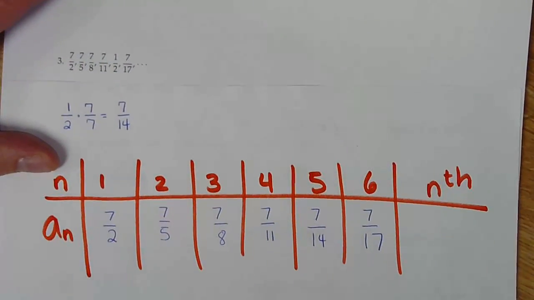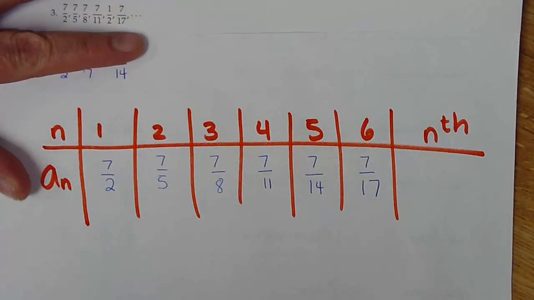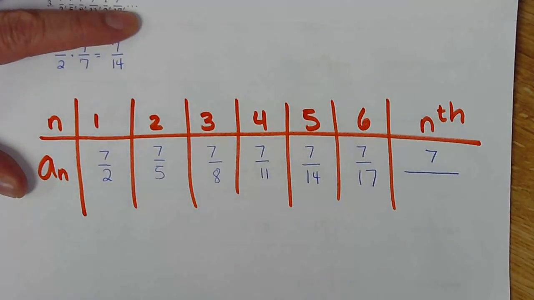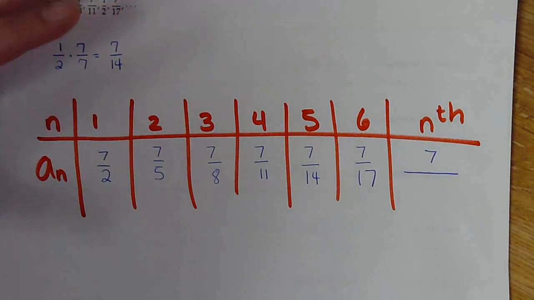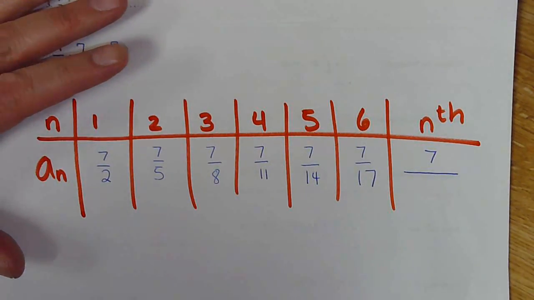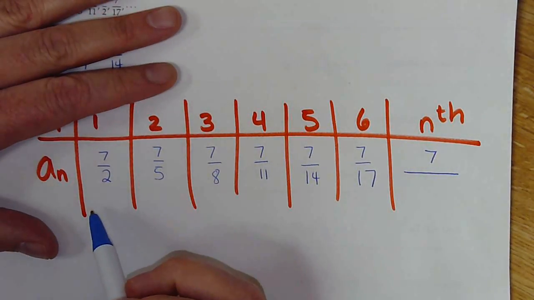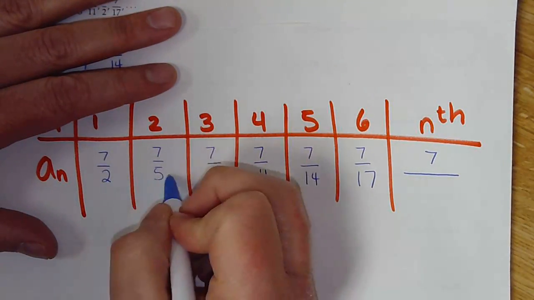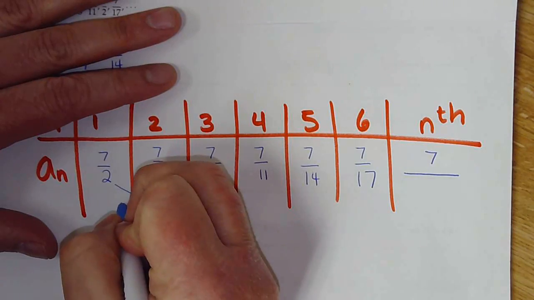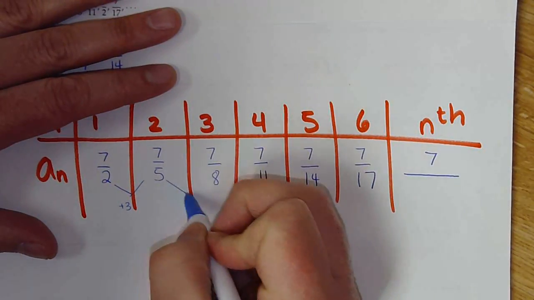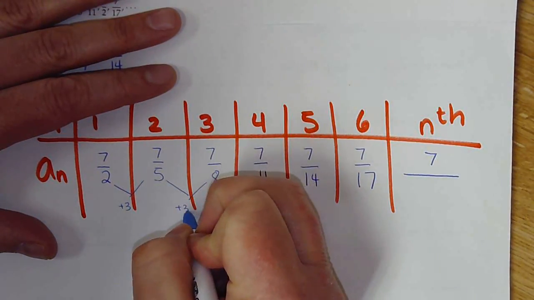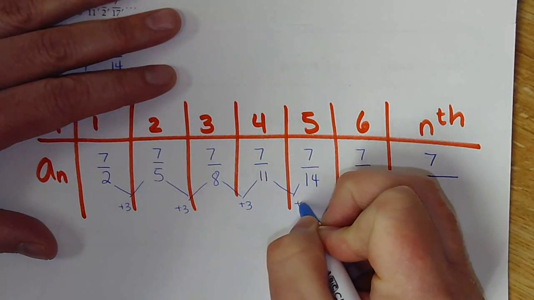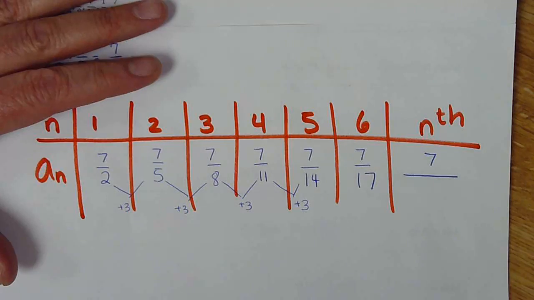So I know that my numerator is going to be a 7 for my generic formula, so I'm going to go ahead and write that down. And then I just need to figure out what to do about the denominator. So I'm going to check these denominators to see if they're changing by the same number each time. So the difference between 2 and 5 would be that we added 3. From 5 to 8, we added 3. From 8 to 11, we added 3. So all of these look like we added 3.